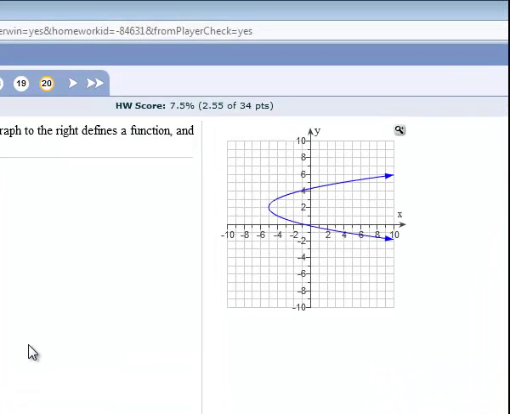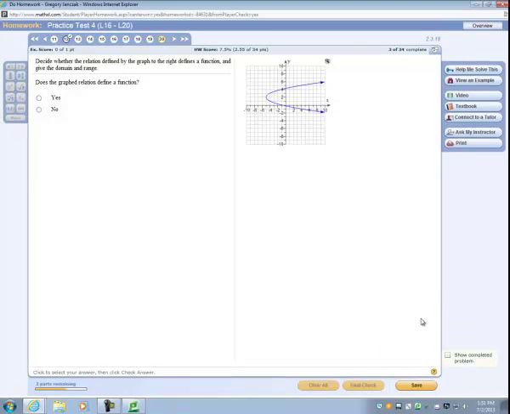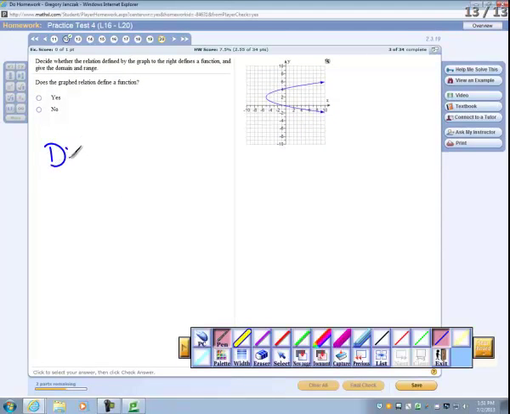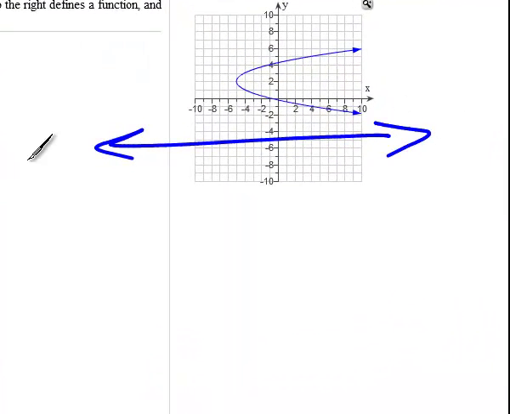Okay, vertical line test. Is this a function? It's not a function, right? Because if we were to draw a line, it passes through more than one. Each x value has more than one y value in it. Okay? Now, the domain. It doesn't go on forever, right? It does for positive, but what about the negative?